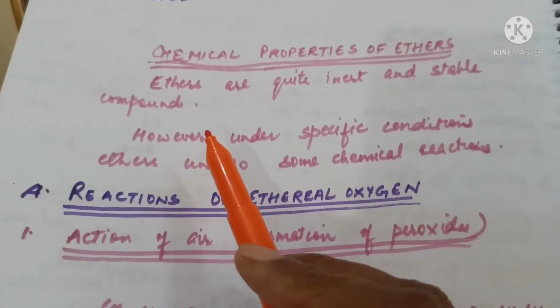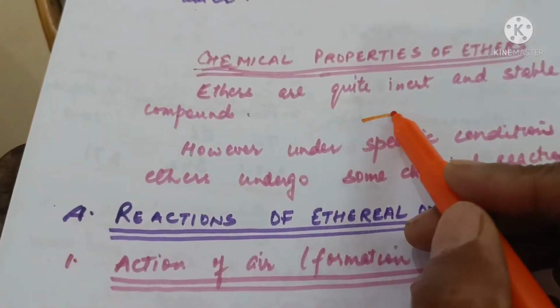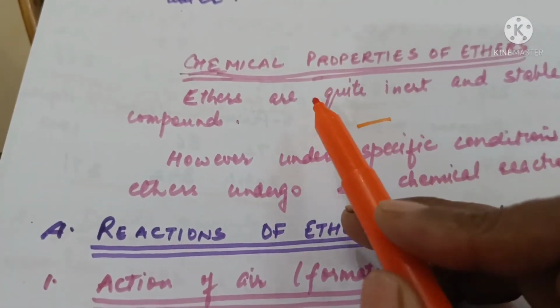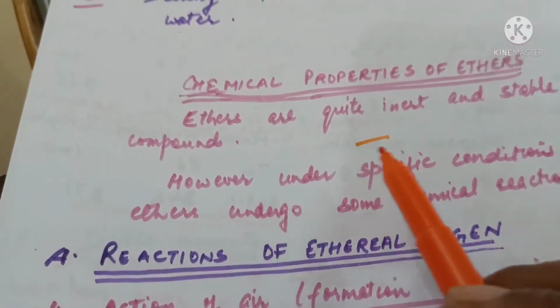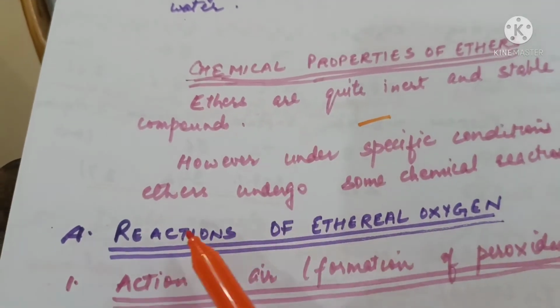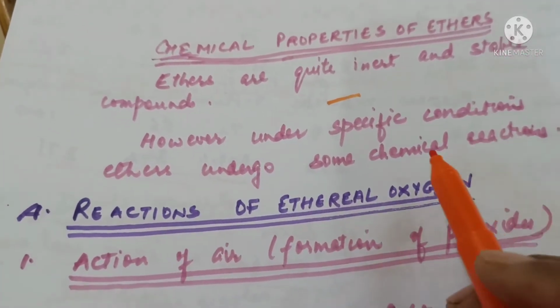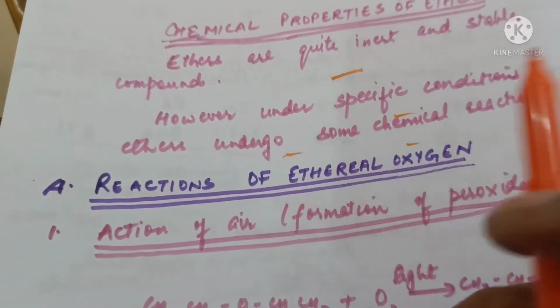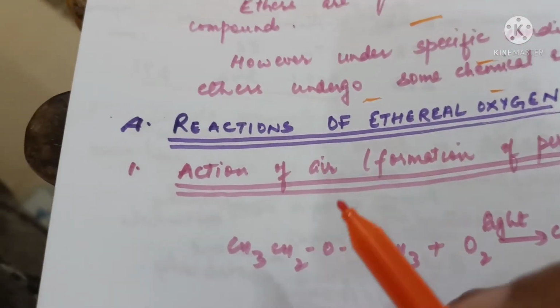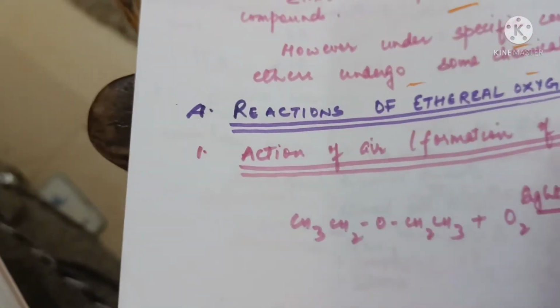Chemical properties of ethers. Ethers are quite inert. In fact, this is the functional group which is the least reactive, and they are stable compounds, but under specific conditions they will undergo some chemical reactions. We can categorize them into different categories.